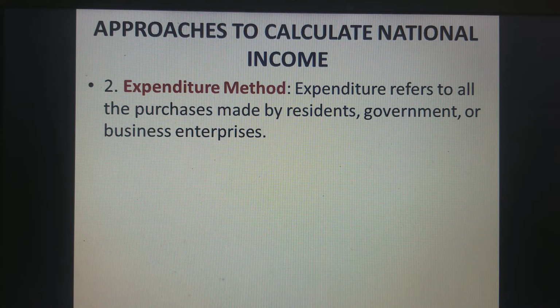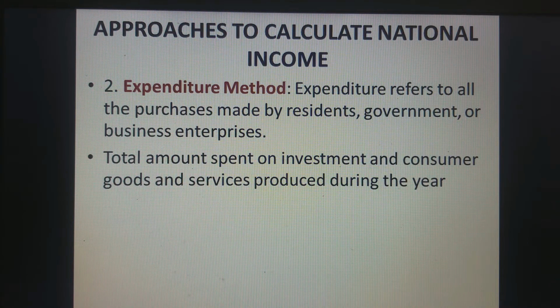So we want to go to the second method, that is called the expenditure method. In this method, we are seeking to look at the consumption side of things. Expenditure refers to all the purchases made by residents, government, and the business enterprises. So we're looking at what they spend. Now, the total amount spent on investment and consumer goods and services produced during the year. So we pay attention to that when we're dealing with the expenditure method.